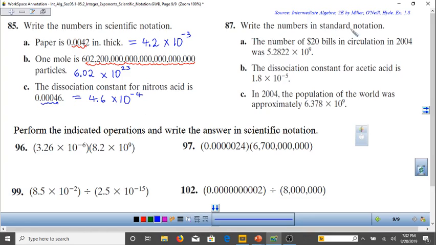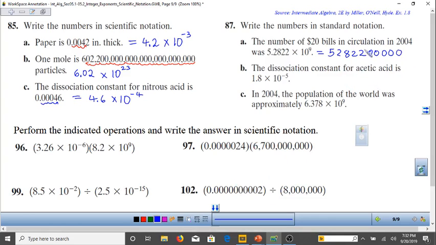Write the numbers in standard notation. So the number of $20 bills in circulation was this. Since we're talking about 10 to the 9, now we're unraveling the scientific notation. So the 10 to the 9 says move to the right 9 places. So we have 5.1, 2, 3, 4 places, but we still have 9 spots. So we have 5 more to go. So I fill the spaces with zeros.